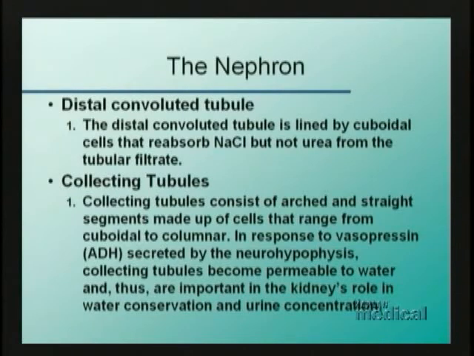The distal convoluted tubule is lined by a more cuboidal epithelium whose major job is to resorb sodium chloride, but now not urea, from the tubular filtrate. By the time we reach the collecting tubules, basically these are the part of the nephron that are under control of, or respond to, antidiuretic hormone or vasopressin, from the posterior aspect of the pituitary, and vasopressin regulates the permeability of the collecting tubules to water. So therefore, the collecting tubules become the final common denominator in regulating water conservation and the concentration of the resultant urine.